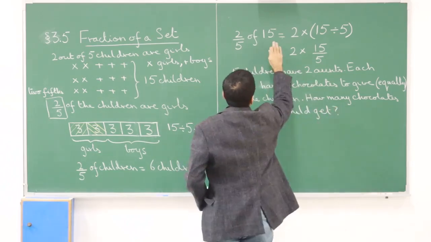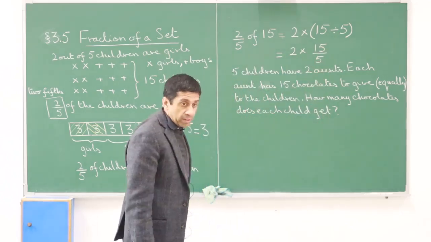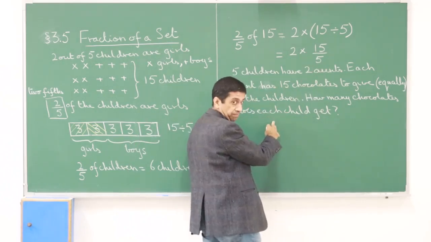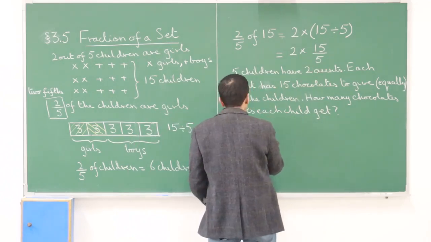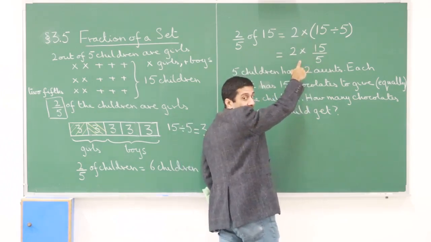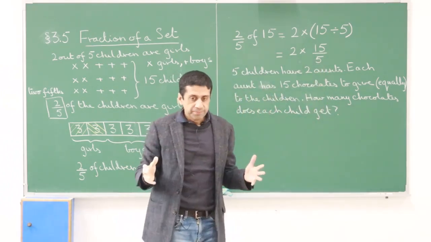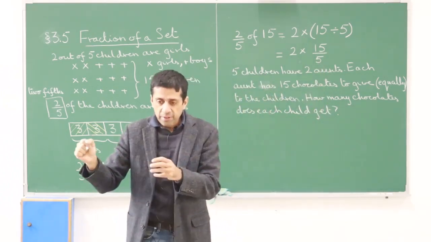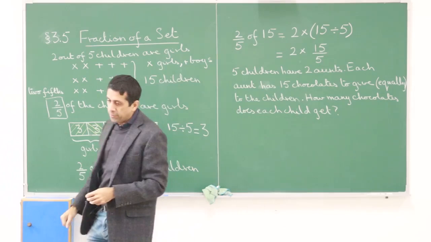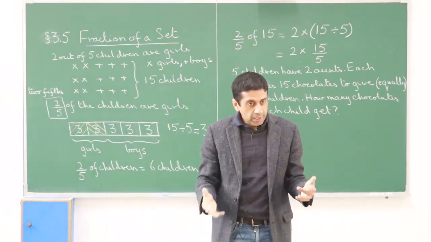Remember, 2/5 of 15 we figured out was equal to 2 multiplied by 15 divided by 5. But 2 multiplied by 15 divided by 5 is the answer to this question also, right? So one way is that I'm one aunt, there are 5 children here, and I give 3 chocolates to each child. Now the first aunt goes away, the second aunt comes in, and gives 3 to each child. That's one way to do it.